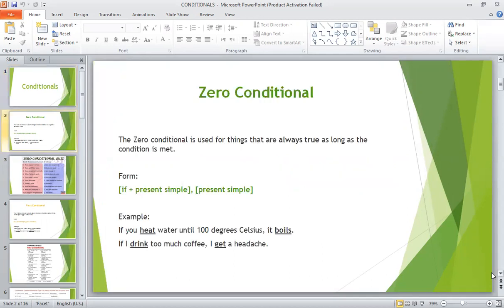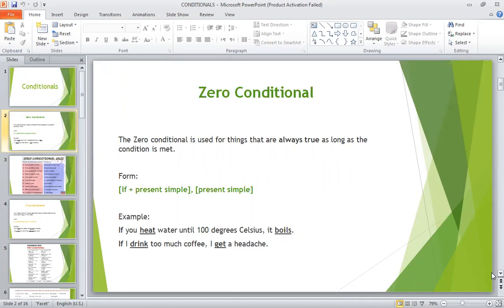Of course, when we talk about conditionals, we have four if conditionals. We talk about zero, first, second, and third conditional. And there is mixed conditional as well. We're not going to mention it now, but you have to know about it later. But now we talk about zero, first, second, and third conditional.